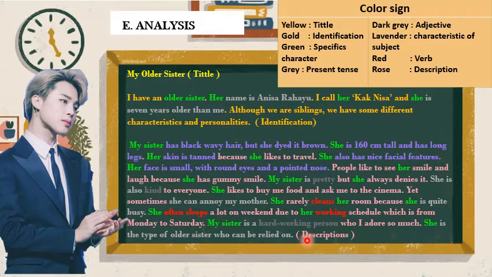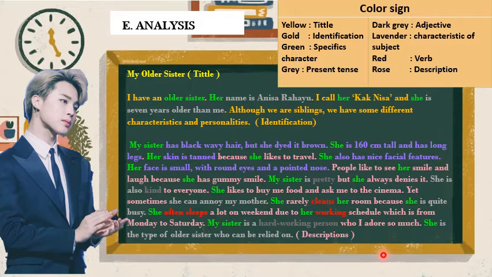And the last sign is a red color used for verbs. You can see here: cleans, sleep, working is the sign of verbs, used to explain the activity of the character in the story. So, it's the end of the text analysis. I hope you can understand my explanation.